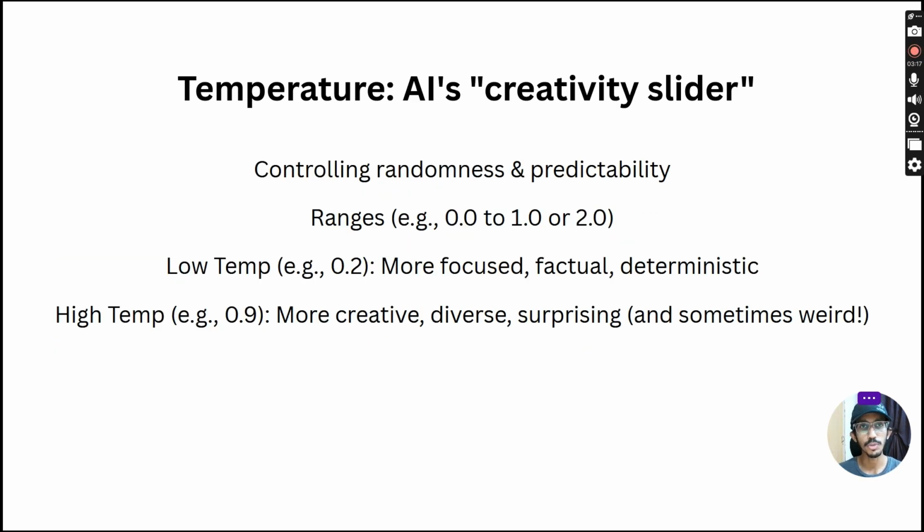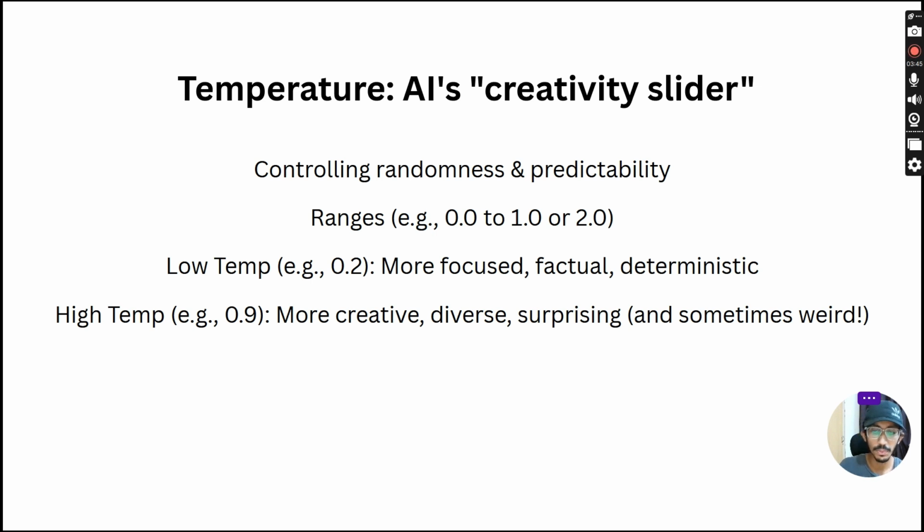Okay, next up we have temperature. This is a fun one. This is probably my favorite setting to play with so far. Think of temperature as the AI's creativity slider or its randomness dial. Most models have a temperature setting that usually ranges from 0 up to 1 and sometimes 2. So what happens when you change it?